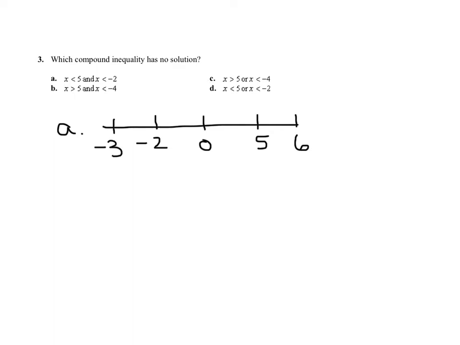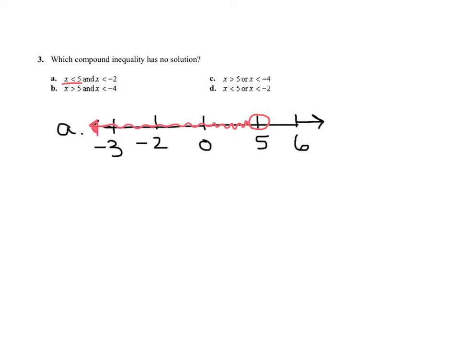Which compound inequality has no solution? So how to solve this problem is to go and graph all 4 of these. So let's graph the first one. If we draw a number line for A, we've got negative 2, and then we've got a 0, and then we've got a 5, and on this side is 6, on this side is negative 3. So let's think about the number line for this one. So x is less than 5. So that would be an open circle, and we would shade to the left.